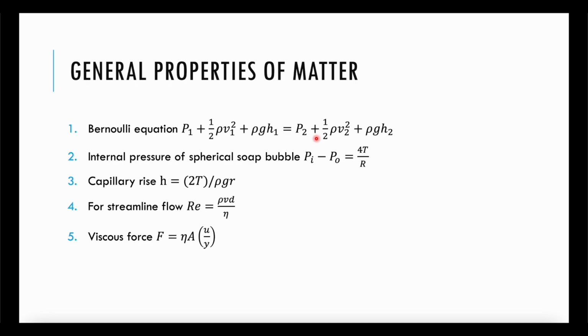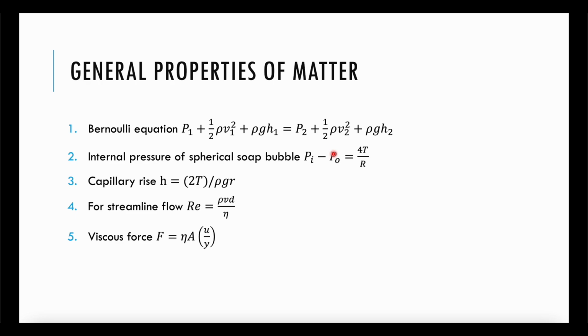And in one shift I can remember there was a piston problem in which you have to use Pascal's law also, so this formula is quite useful. And there was one problem on a spherical soap bubble, which was quite lengthy. For a spherical soap bubble, the internal pressure minus the outside pressure is 4 times the surface tension divided by the radius of the bubble.